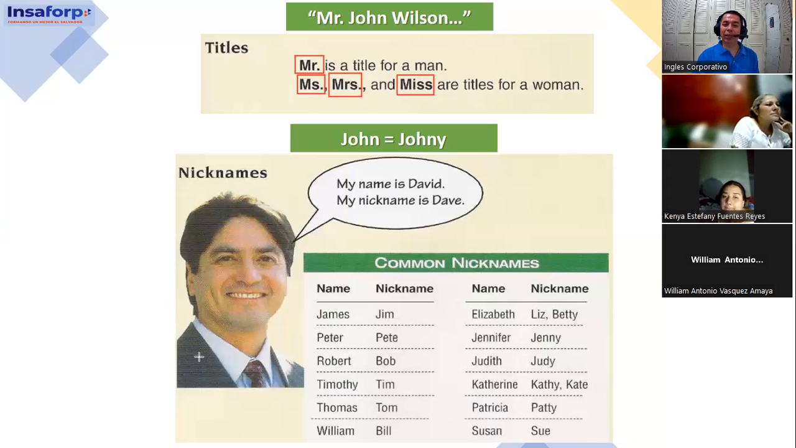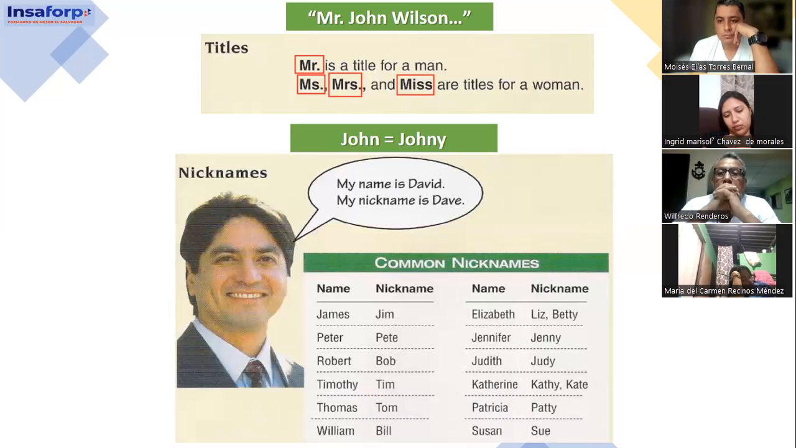And also we have what we call a nickname, right? A nickname is a short name. For example, for John, Johnny. John Depp is Johnny Depp, right? And then we have David. For David, Dave. Other examples are James, Jim, Peter, Pete, Robert, Bob, Timothy, Tim, Thomas, Tom, William, Bill, Elizabeth, Liz, or Betty, Jennifer is Jenny, Judith, Judy, Catherine is Kathy or Kate, Patricia is Patty, Susan is Sue, right?